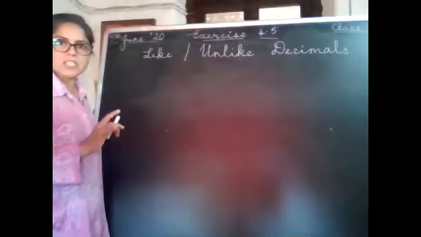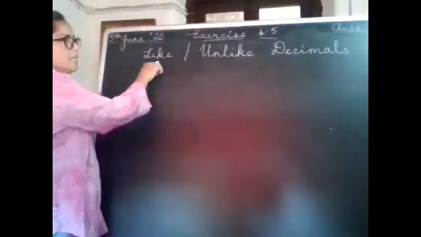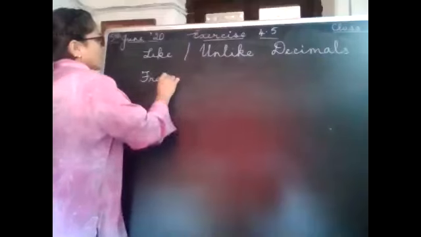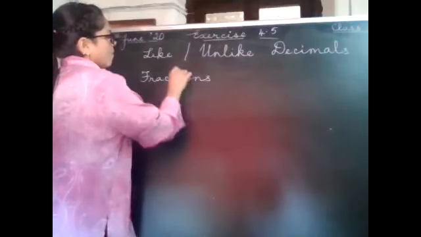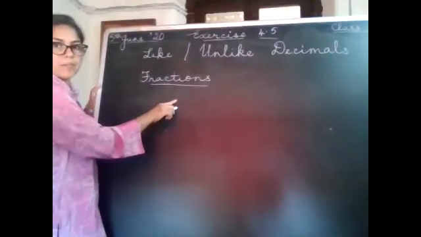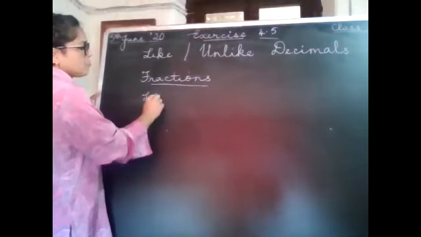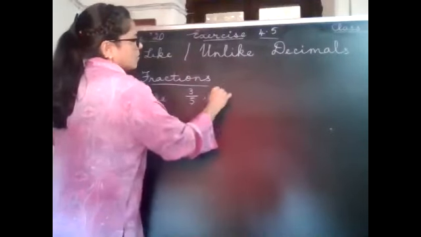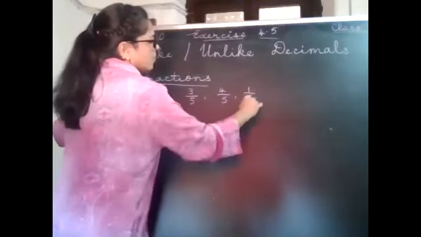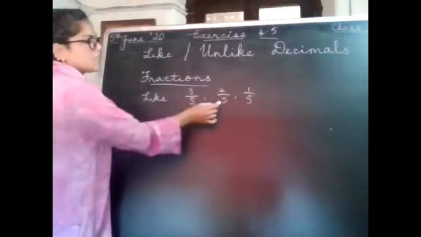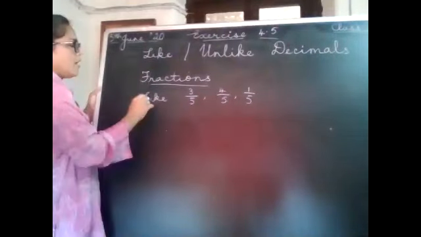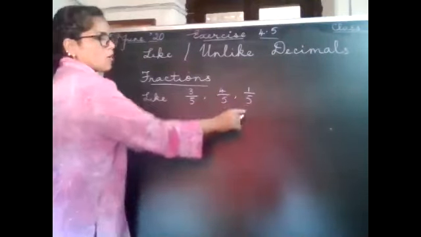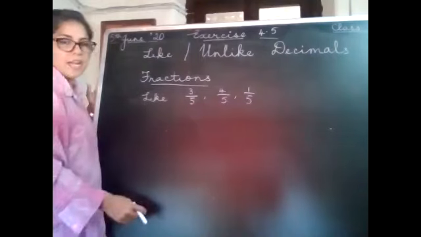So when we were doing fractions, we learned about like and unlike fractions. So very quickly, let me revise that a little bit. If we are talking about fractions, like fractions means the denominators are the same. For example, 3 upon 5, 4 upon 5, 1 upon 5, denominators are the same. So they are called like fractions. And unlike will be the opposite of that. If the denominators are not the same, then they will be unlike fractions.